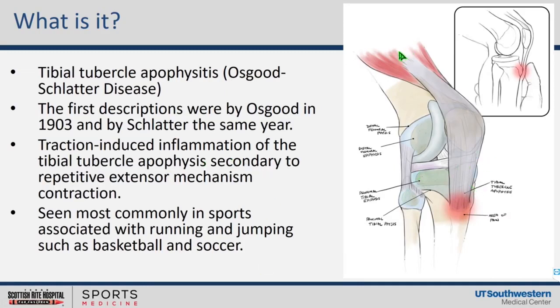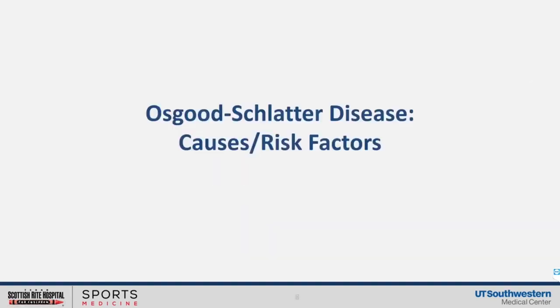You can see that the extensor mechanism comes over the top of the patella, the quad tendon and the patellar tendon, and attaches on the tibial tubercle apophysis. With repetitive knee extension, running and jumping, that repetitive traction causes inflammation, and so they will have tenderness over that tibial tubercle.